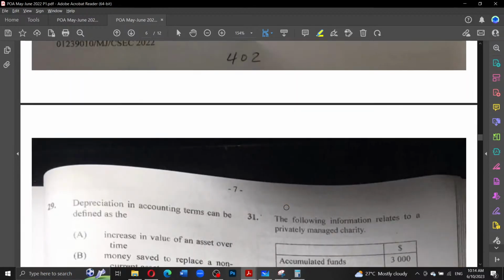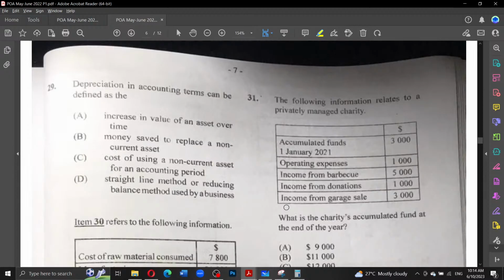Moving on to 29. Depreciation in accounting terms can be defined as a loss of value of a non-current asset over a period of time of usage. Loss of value. So let's look at this. Increase in value is definitely wrong because it's decreasing. Think about using a computer. Over time, obviously you can't sell it back for the same amount of money, so it's not going to increase in value. If we're dealing with an increase in value, that would be appreciation, but we're not looking at that.